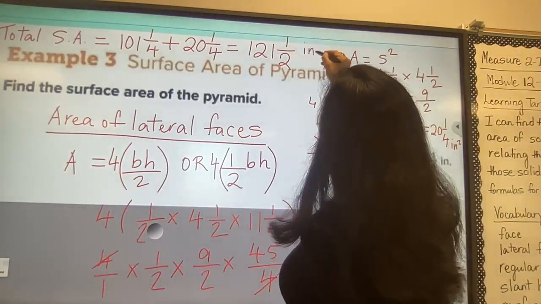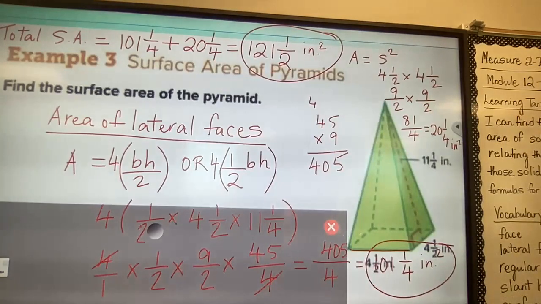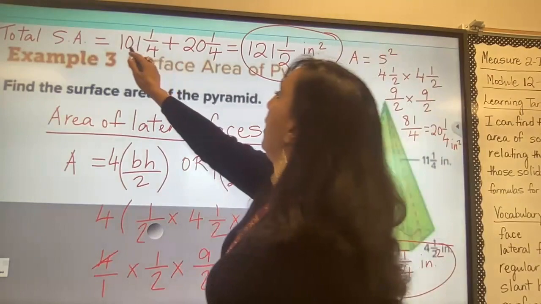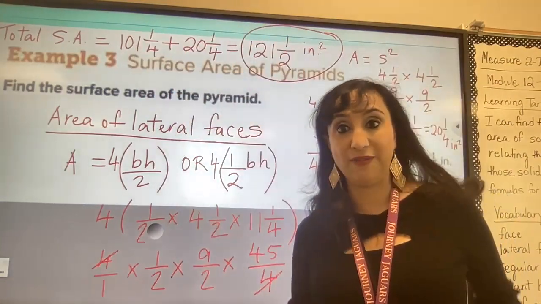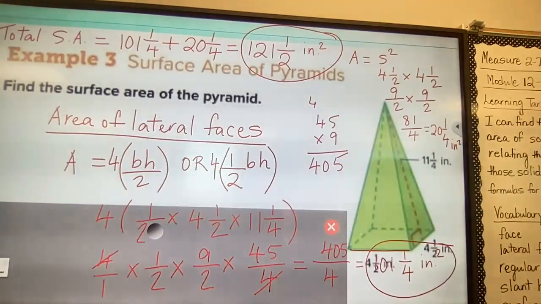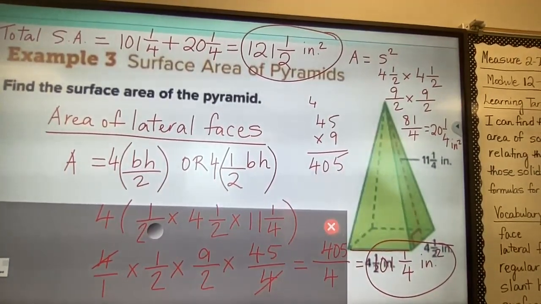There we go. We get 121 and 1/2 square inches would be the total surface area of this shape. Since we are adding, we're just doing 101 plus 20, and then 1/4 plus 1/4 becomes 1/2. So that is how we calculate the surface area of a square pyramid.